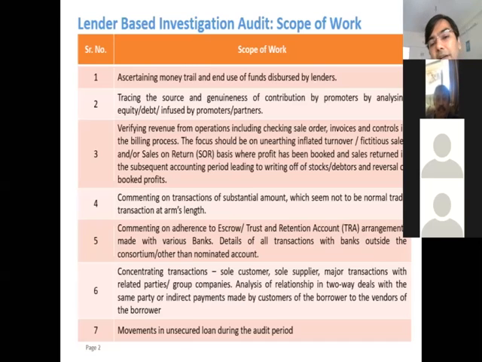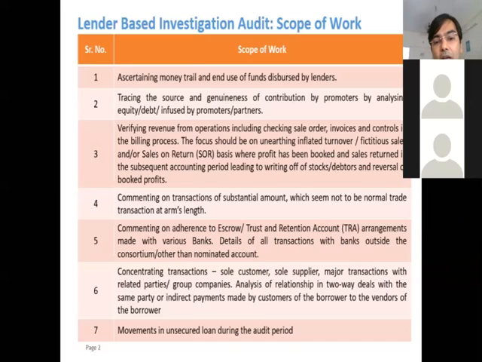We have observed in practice that the company also has other bank accounts outside the consortium, and whatever inwards are coming from operations or through other means are parked there, and from there payments keep happening, which may be for the business or outside the business. So usually the scope covers not only the accounts which are part of the consortium but also the other bank accounts.